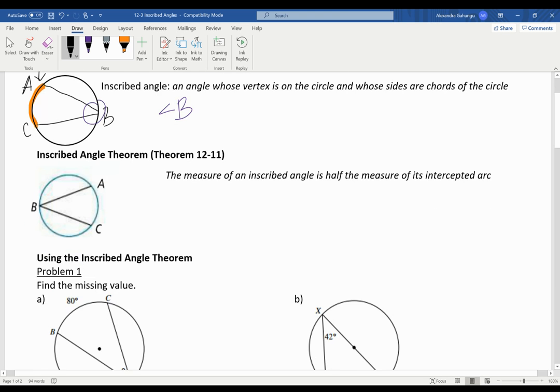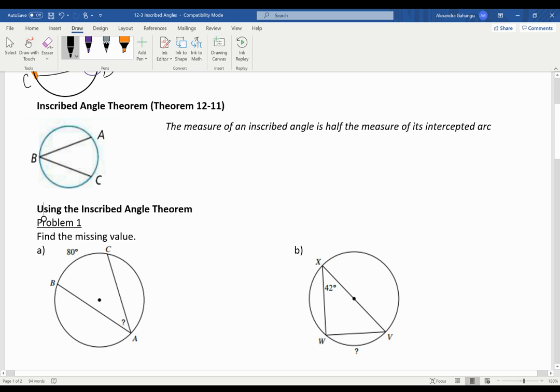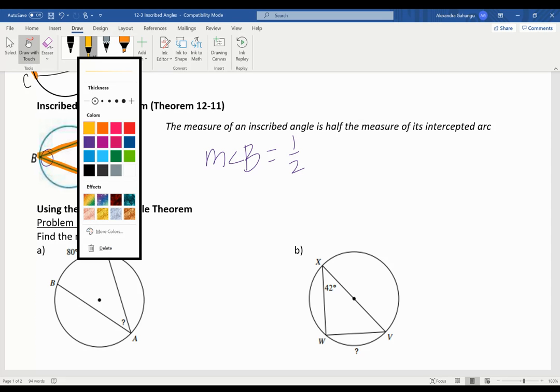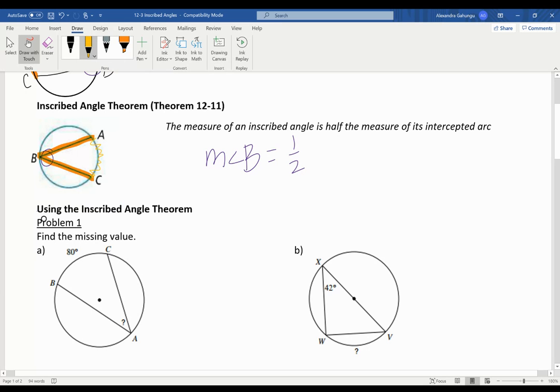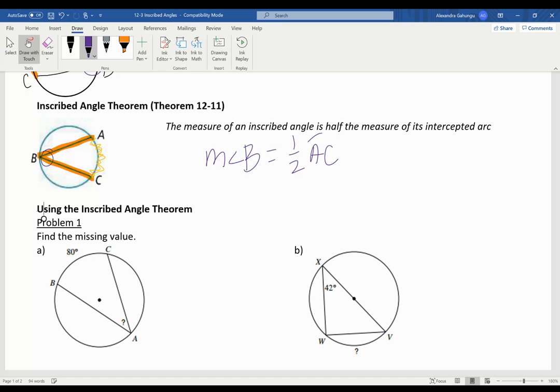So we've got our inscribed angle and intercepted arc. Our first theorem deals with both. The measure of our inscribed angle is going to be half of its intercepted arc. So if I look at angle B right here, the measure of angle B is going to be half the intercepted arc. And the arc that it intercepts, if I follow my chords, is this guy right here. So the measure of angle B is going to be half arc AC. So if we've got a value of one, we can find the other.